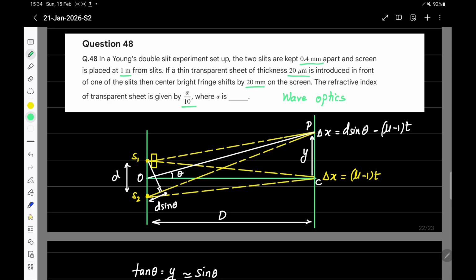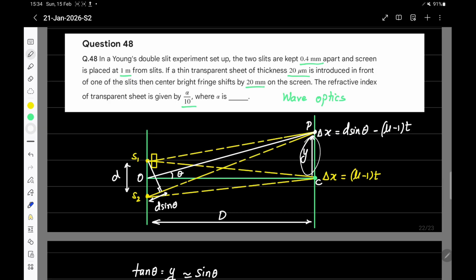Actually, because of the introduction of the sheet, the center of the screen will no longer have a zero path difference. It will have a path difference equal to (mu minus 1) into t, which is the optical path difference created by this glass slab. So now in order to have a zero path difference, the path of the light from the below slit must be increased. So basically the point of zero path difference will shift somewhere up.